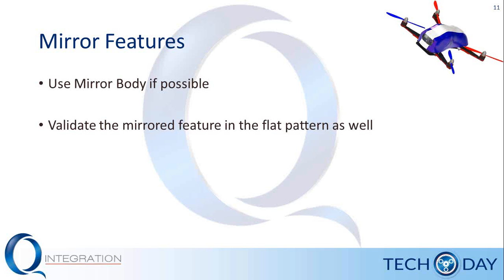But again, if you do have to mirror feature by feature, you can do so, and that's fine. The recommendation, though, is to validate the flat pattern after you mirror each feature. Make sure it is coming out as expected to help validate your model so that you can double check yourself as you go along, rather than doing a whole bunch of work and then doing a flat pattern to find you have an issue. Do some of this validation as you go along to prevent any issues with the model.